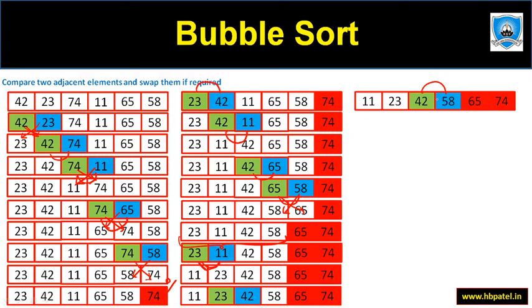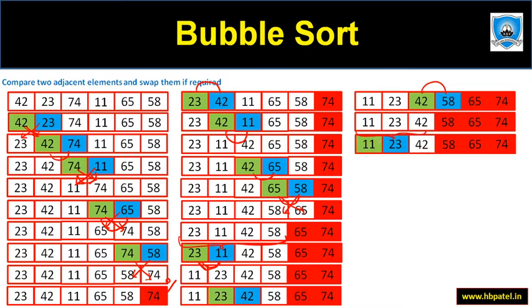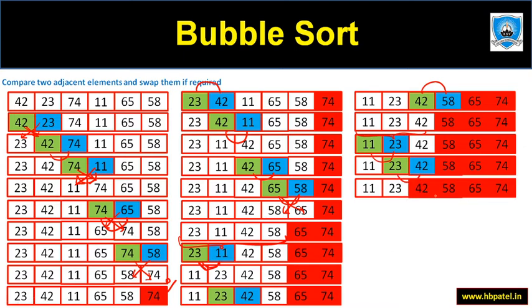So meanwhile, let us start comparing. 58 is at its right position. Now we have three elements to check. Compare first with second, 11 with 23. Again, no need to swap, and 23 to 42. No need to swap. So 42 is at its right position.